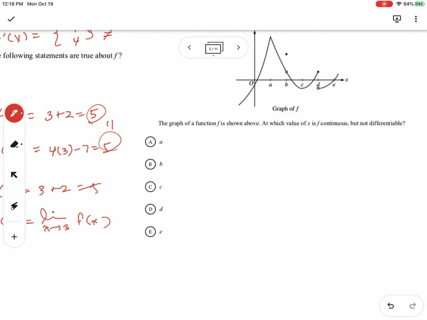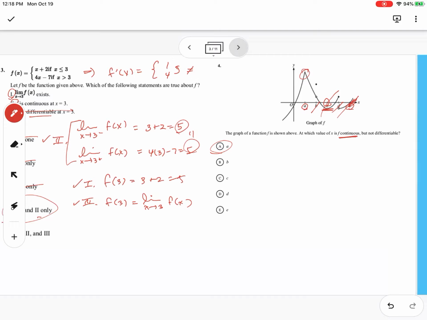Okay. Number 4. The graph of a function f is shown above. At which value of x is f continuous but not differentiable? So let's look for all the continuous points. So A, B, C, D, E. It is continuous here, it is not continuous here, it is continuous here, not here, and it is here. Now notice this one it's smooth, this one it's smooth, so those are both differentiable. This one is your cusp, so A would be the answer for number 4.